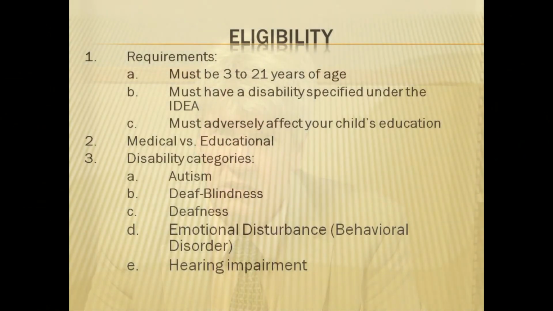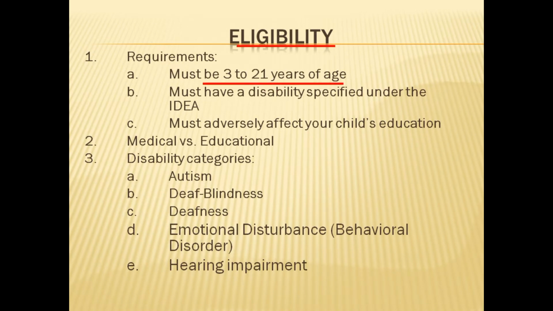Number 1, your child is 3 to 21 years old. Number 2, your child has a disability that's listed under IDEA. And number 3, that disability adversely affects their ability to learn. Those are the only 3 things that are required for your child to be eligible for special education and related services. Here are the qualifications under eligibility. Must be 3 to 21 years of age. Must have a disability specified under the IDEA, which adversely affects your child's education.